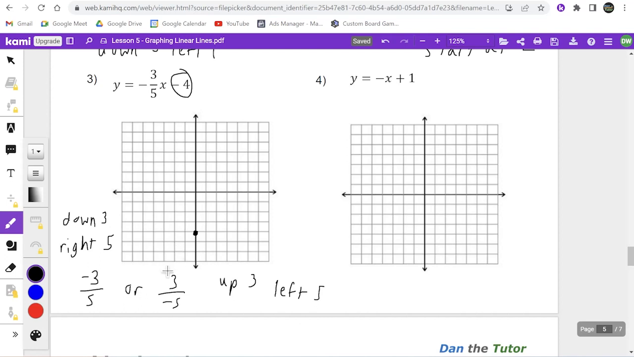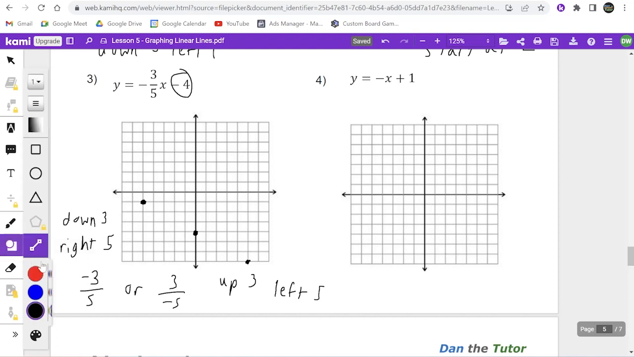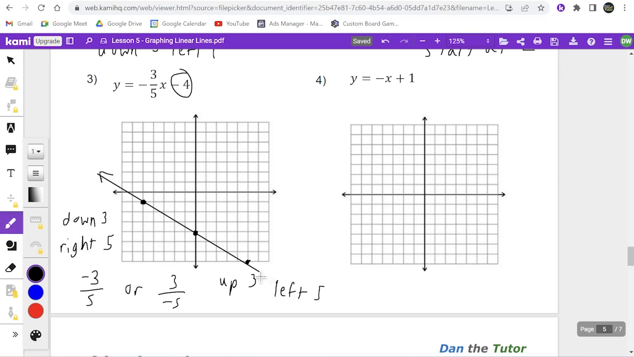Let me show you what I mean. Down 3, right 5 is 1, 2, 3 down, and then 1, 2, 3, 4, 5 to the right. And then up 3, left 5 is just the other way. It's the negative direction. Up 3, 1, 2, 3, left 5. 1, 2, 3, 4, 5. And so it doesn't matter which one you choose, but you can't give the negative sign to both, basically. Okay, and then the arrow's there, and then we're done.